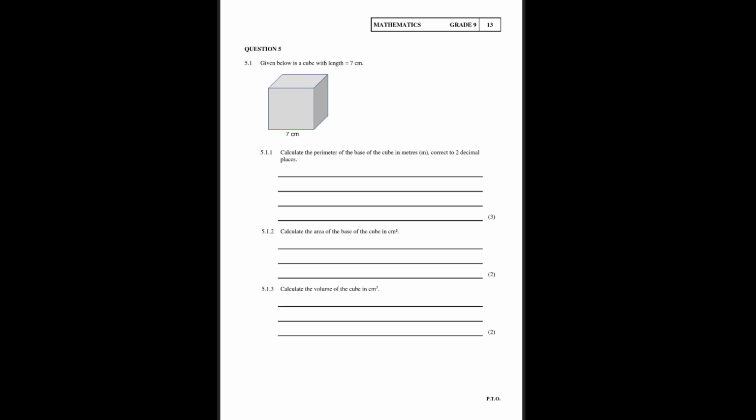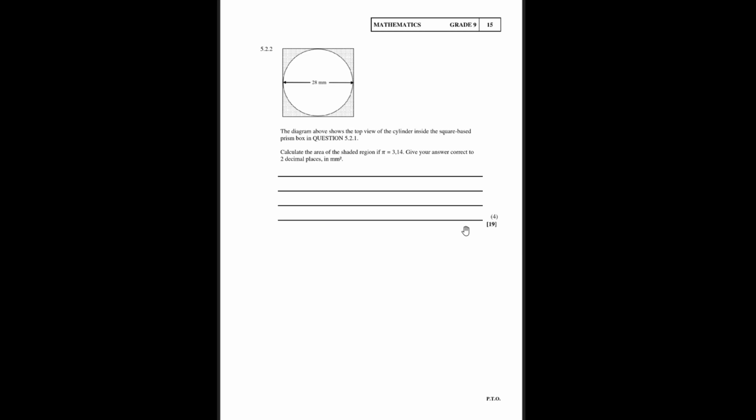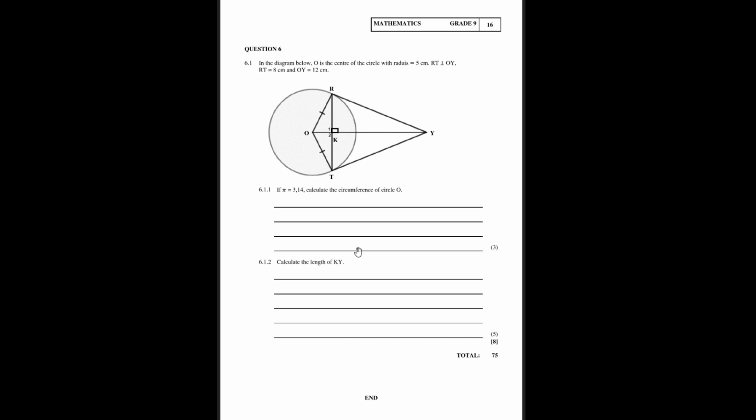It's very, very important. If I look at this question number 5, it carries 19 marks. So that's what I'm going to be covering. And lastly, question number 6 covers 8 marks, still on space and shape. So 8 plus 19 marks is 27 marks. You don't want to lose that.